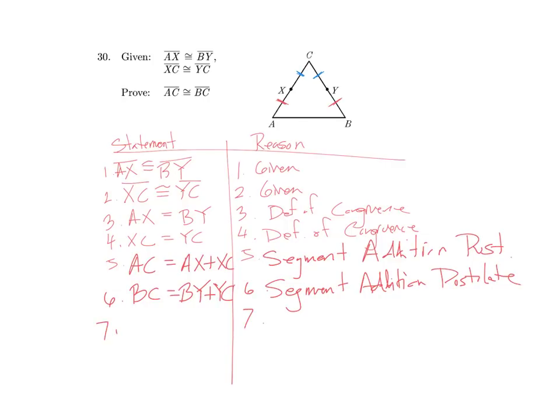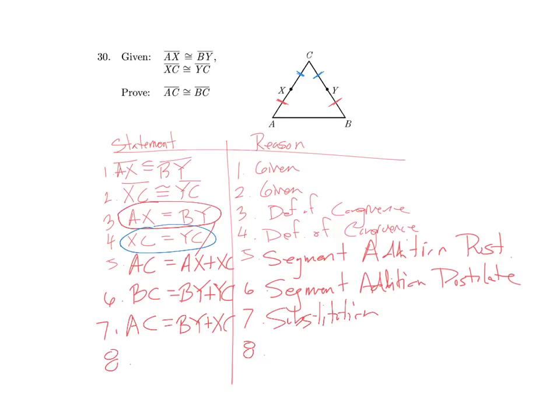Alrighty. So what can I do next? I want to show that AC is the same thing as BC. Well, I know that AX is equal to BY, so I could do a little substitution right here. So I'm going to say AC is equal to BY plus XC. That's just by substitution. And then I have XC is the same thing as YC, so I'll do a little substitution there. So I have AC is equal to BY plus YC. And then you'll notice that these are identical here. So I can use the transitive property. Well, that's substitution once again.